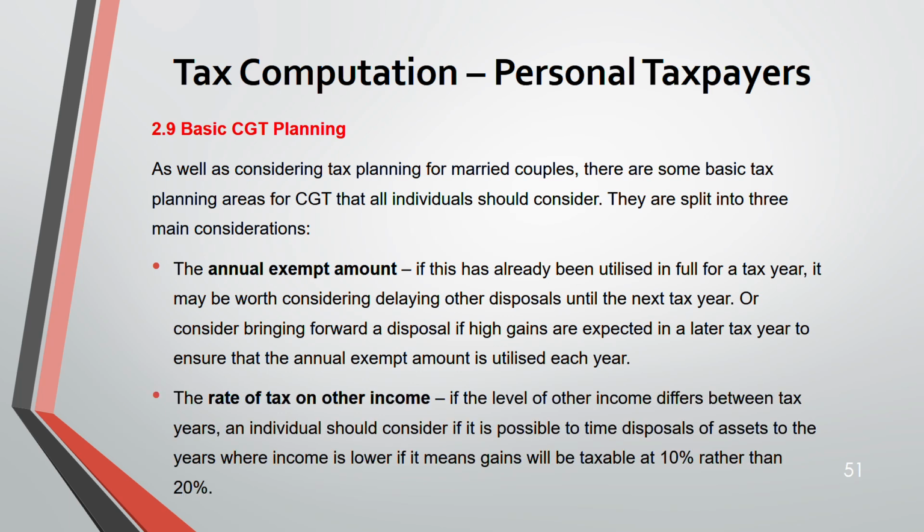Next is the rate of tax on your other income. So your level of other income differs between the tax years. So you have to consider when it is possible to time disposal of assets to the years where your income is lower. If it means gains will be taxable at 10% rather than 20%, try to make sure that your gains are taxable at 10% rather than 20. So you have to time your disposal in such a way where you pay as minimum tax as possible.